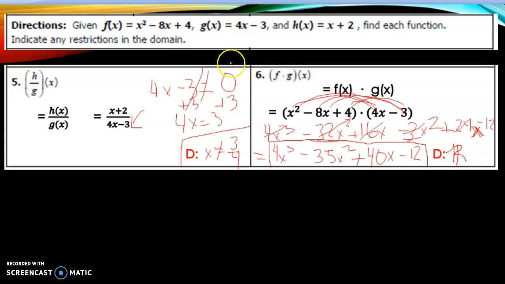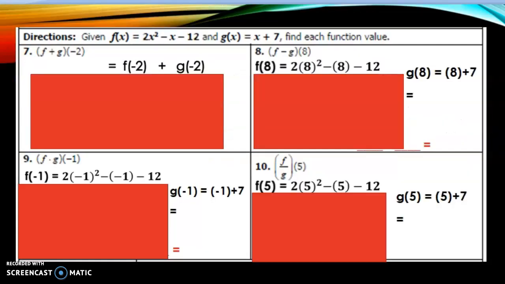Alright, so that was the first part of our lesson, all about operations with functions. Go ahead and flip the page, and you're going to see the second part. So we're finishing up operations with functions. We're going to do the same thing, but this time instead of x, you're going to notice we're having f plus g, the function f plus the function g. But instead of x, we're going to have negative 2 in these equations.